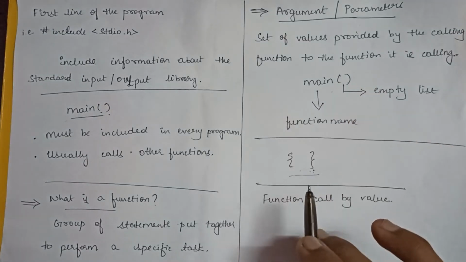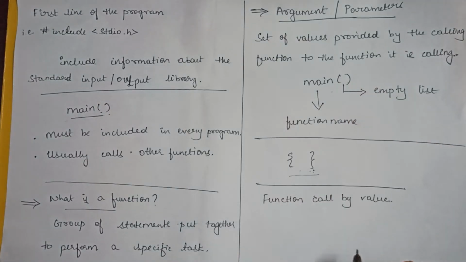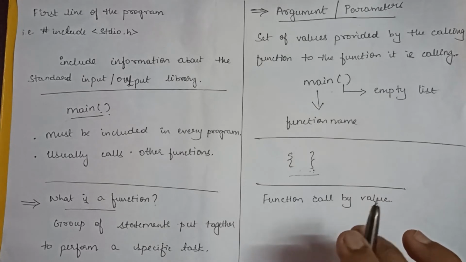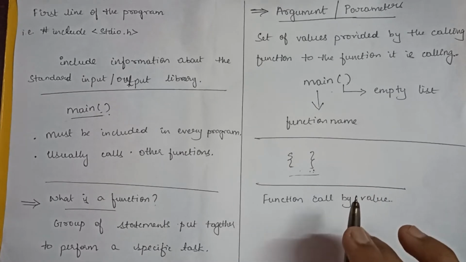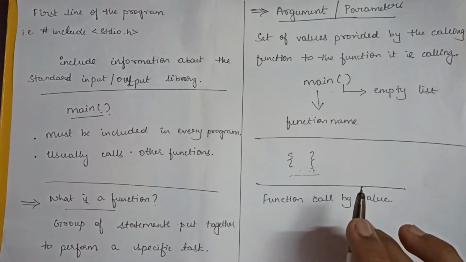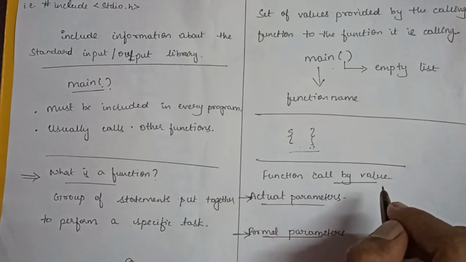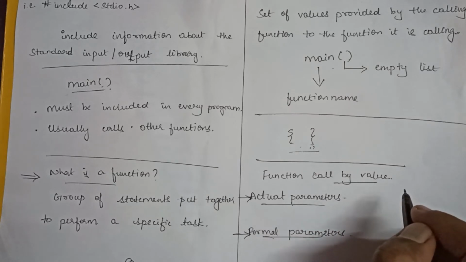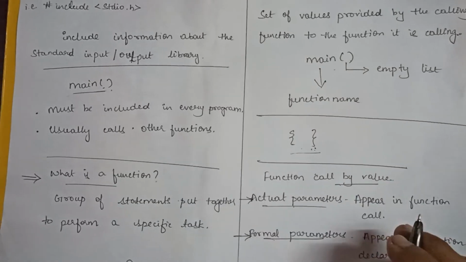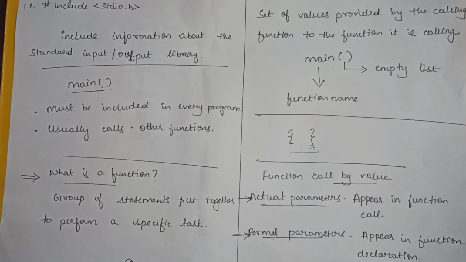What we will be looking at is function call by value, which is the default way of calling a function in C programming. There are a few terminologies that we will be using while explaining this: actual parameters and formal parameters. The parameters that appear in the function call are known as the actual parameters, and formal parameters are the parameters that appear in the function declaration.